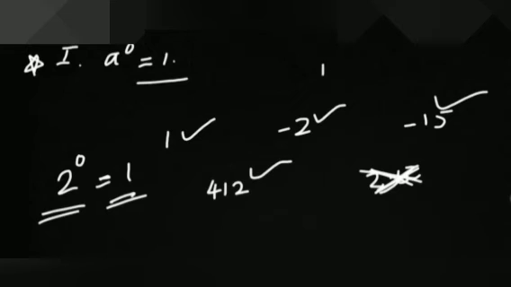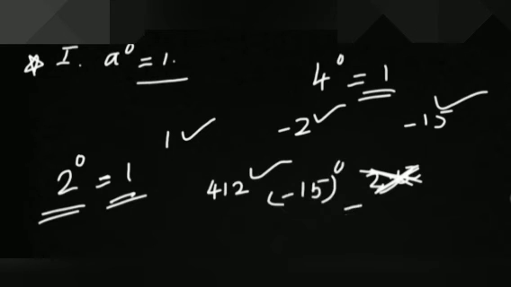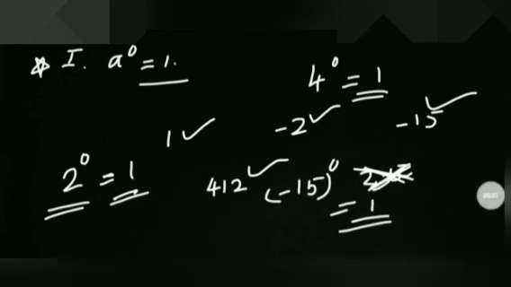So, what is the value of 4 raised to 0? Yeah, 1. Any integer raised to 0 is 1. So, 4 raised to 0 also would be 1 itself. What is the value of minus 15 raised to 0? Yes, 1. Very good. No doubt in that. Okay, let A be any integer, no problem. That integer to the power 0 is equal to 1.